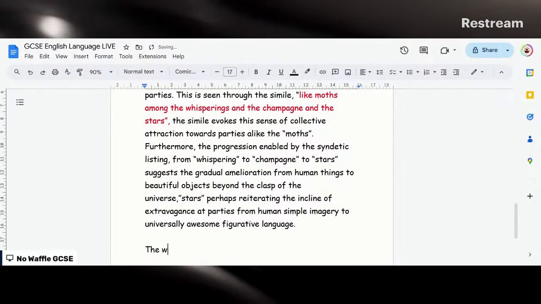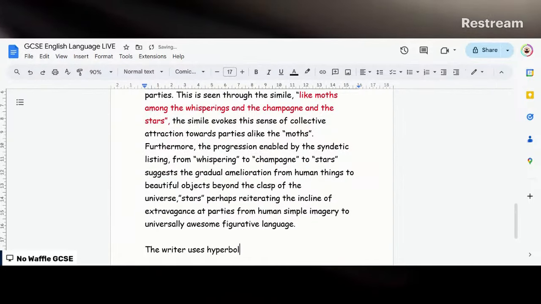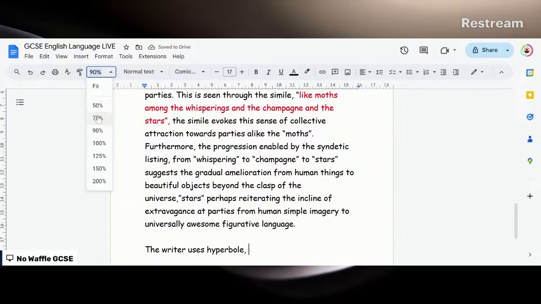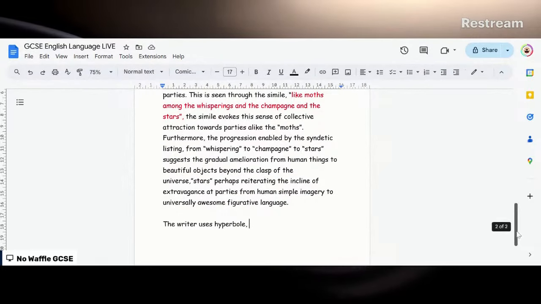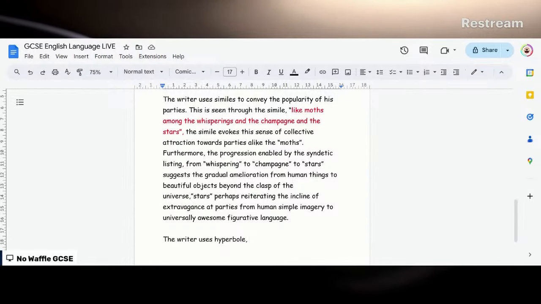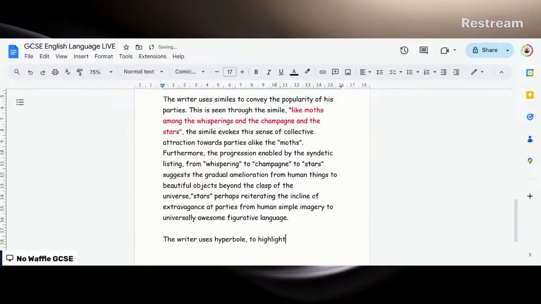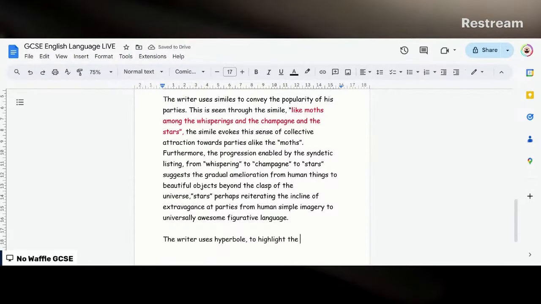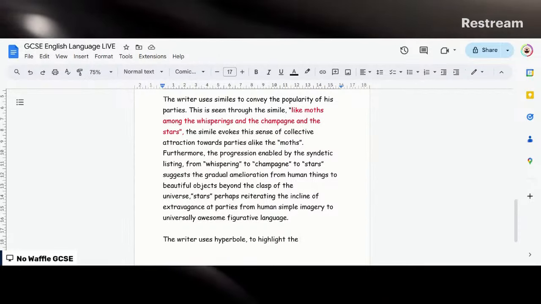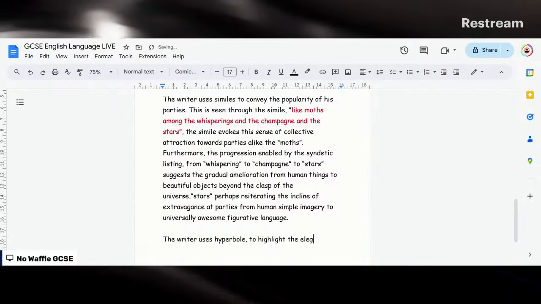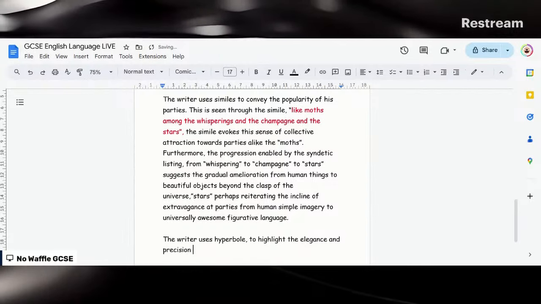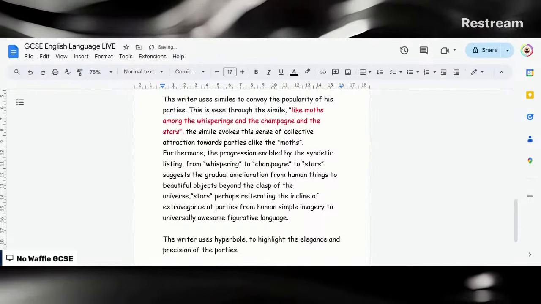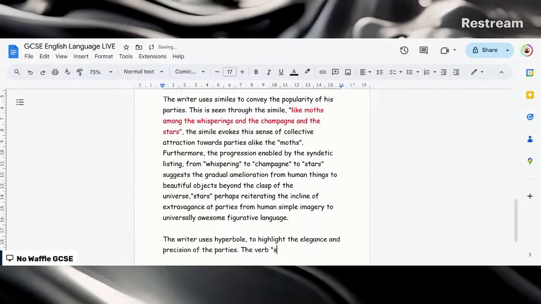The writer uses hyperbole, as you guys may have learnt. The writer uses hyperbole, I'll leave it up so you can see. The writer uses hyperbole to highlight the elegance and precision of the parties. Okay, the verb slit.